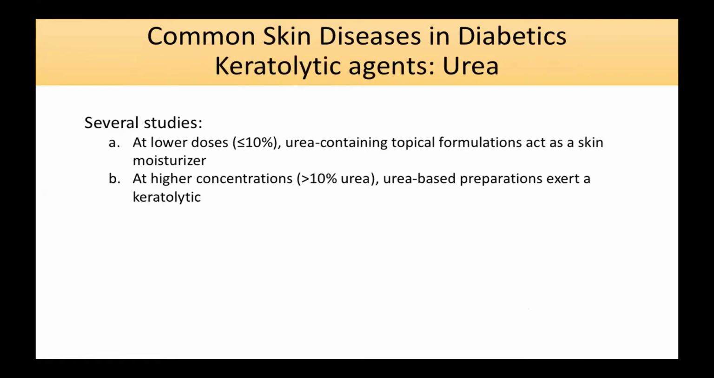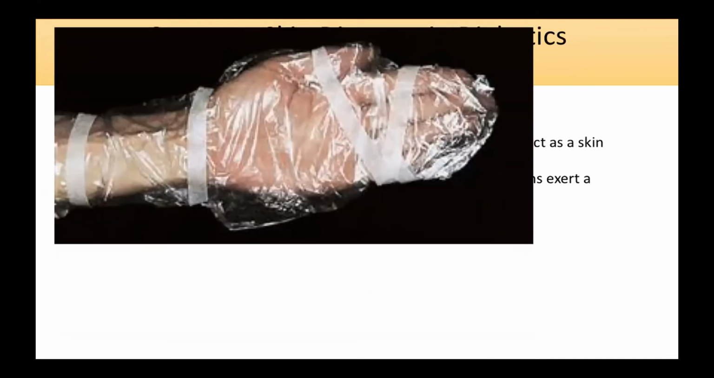But there are several studies showing that urea at 10% dose actually acts as a moisturizer. If it's more than 10%, it acts as a keratolytic agent. So basically, it softens the skin. All right. So in some people, we might need to occlude it so that the action of the moisturizer can be even stronger. It can be even more effective.